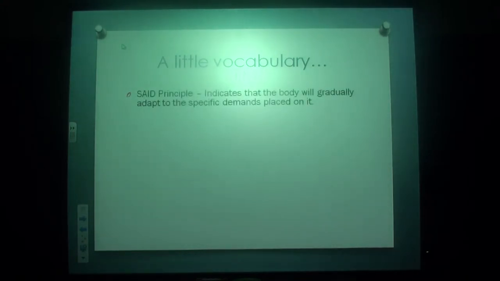The SAID principle indicates that the body will gradually adapt to the specific demands placed on it. Meaning, your body will gradually gain up to where it needs to be able to handle the weight, to handle the exercise, to handle the intensity. It's called the SAID principle.